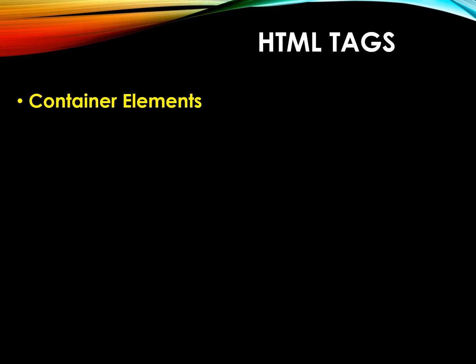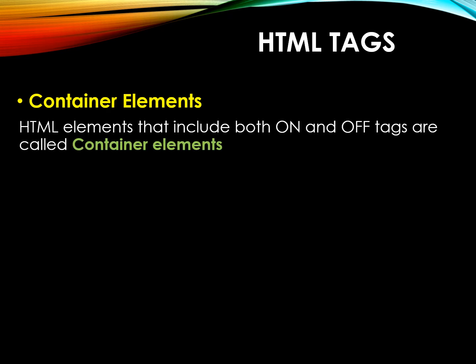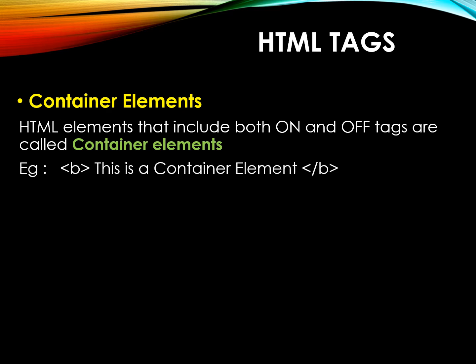If you take HTML, there are two kinds of elements. We call them container elements, as I discussed earlier. We have on and off tags. HTML has on and off tags. We call these container elements. For example, you can see here B is a container element. If you type this, the text between these tags becomes bold. It will be highlighted. So for that, you choose the bold tag, or the B tag. So the B tag is a container element, right?